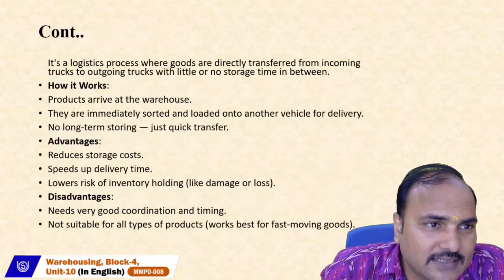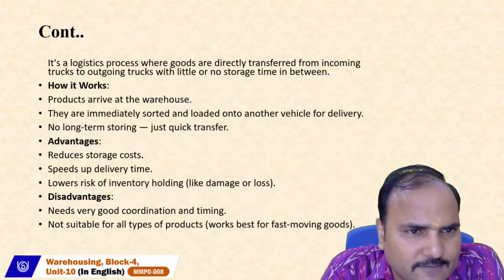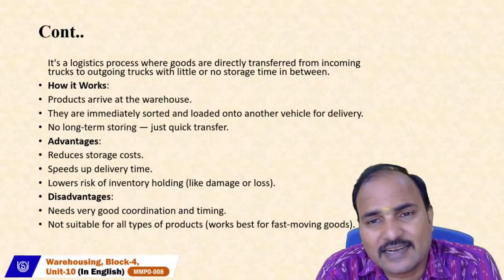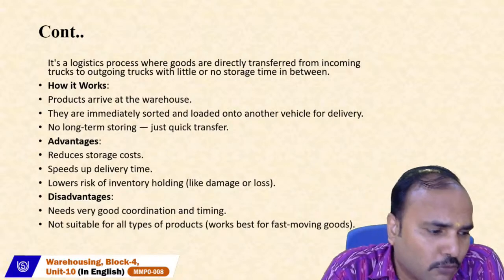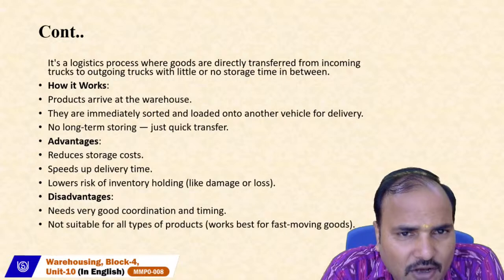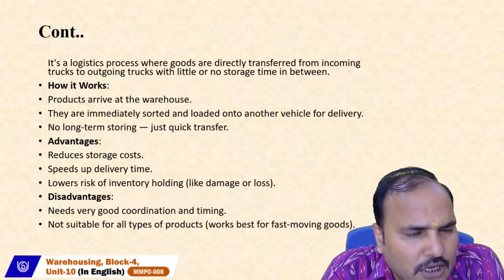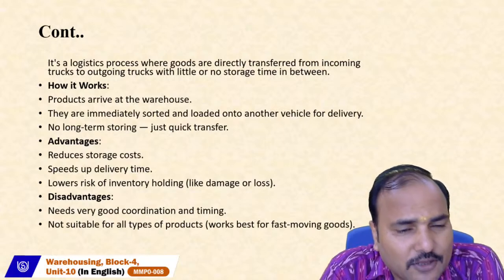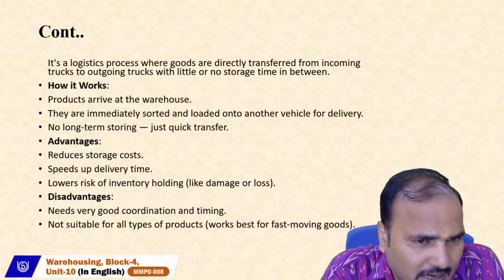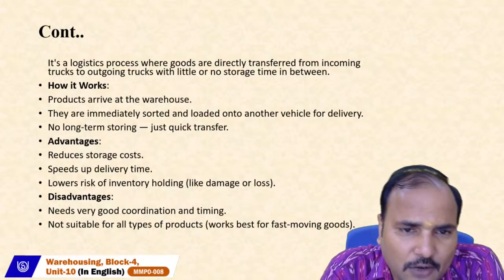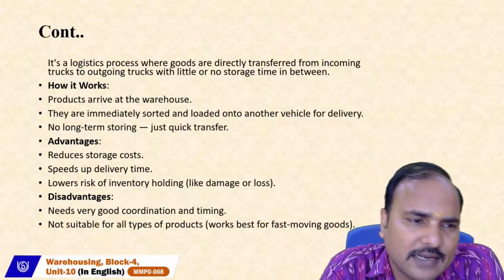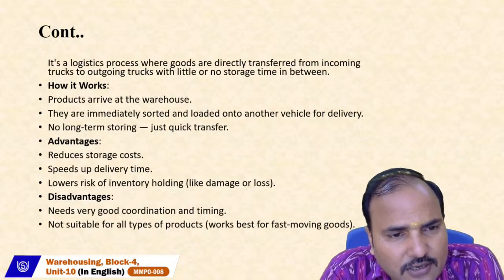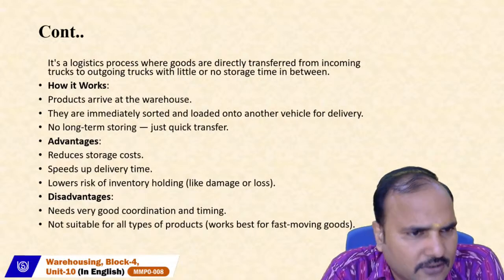And here we can say it is a logistic process. Cross-docking is a logistic process where goods are directly transferred from incoming trucks to outgoing trucks with little or no storage time in between. So here the question is how it works. Products arrive at the warehouse, and immediately after arriving, they are sorted and loaded onto another vehicle for delivery. Here there is no long-term storing. It just receives and a quick transfer occurs.